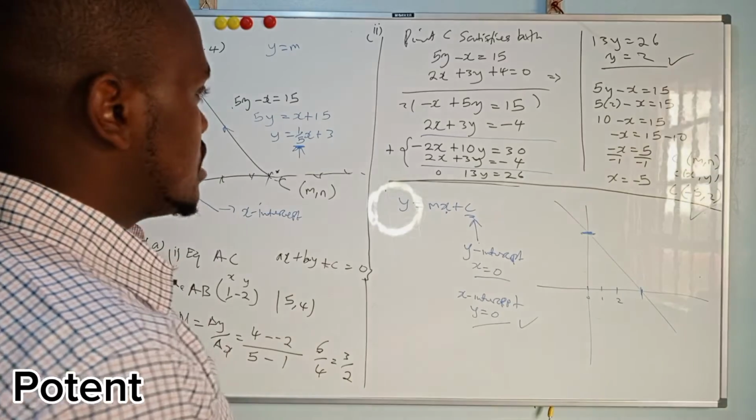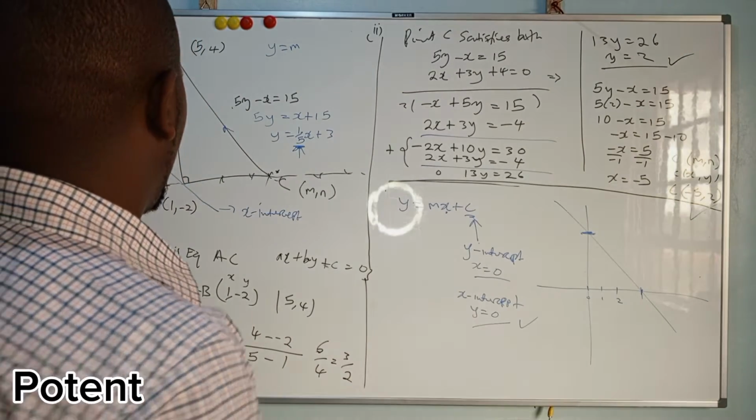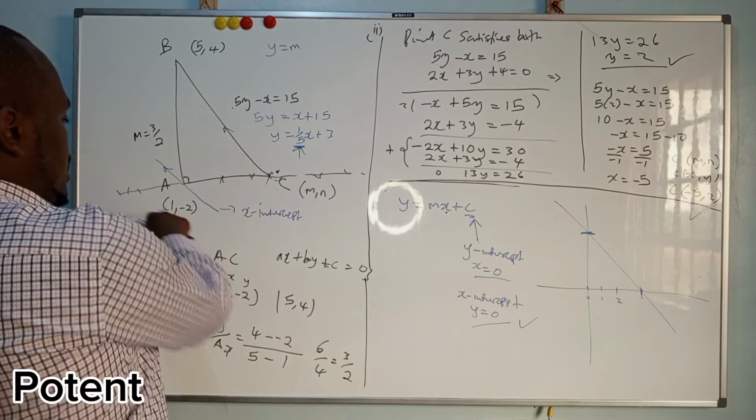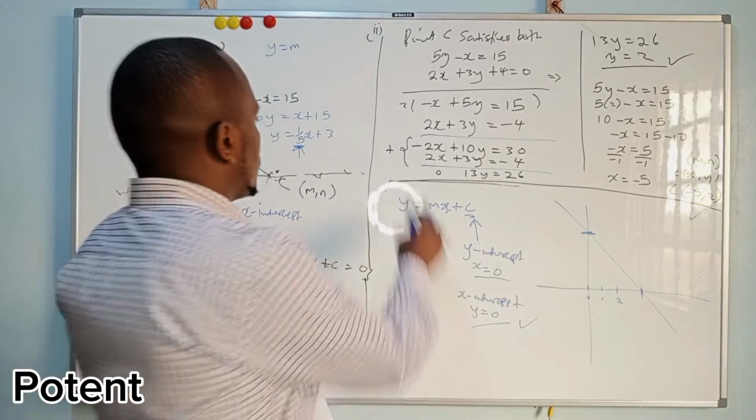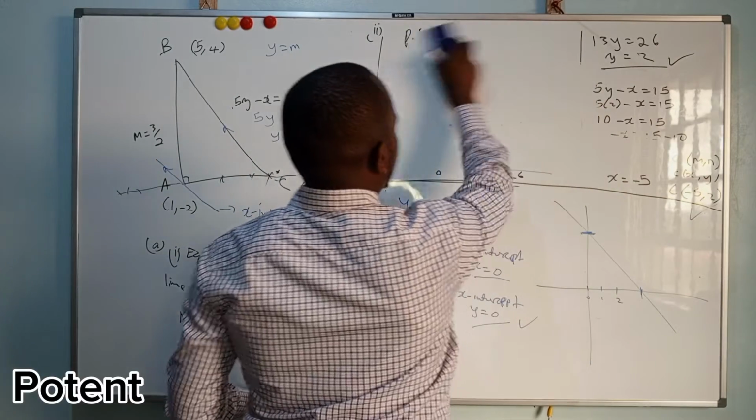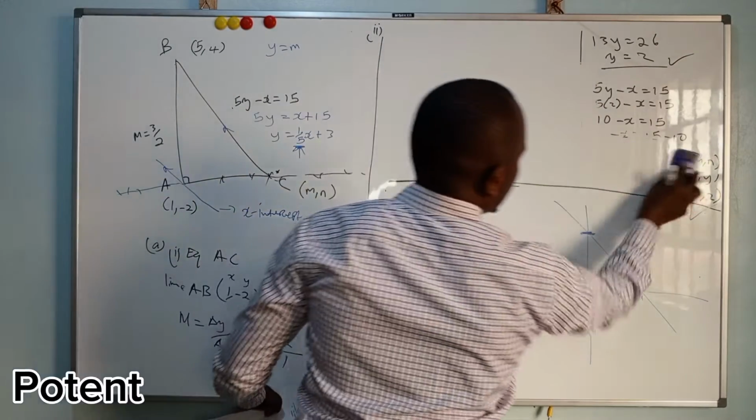Now, with that, you also have a point it passes through. You have the gradient and the 1 point. So since we did this, let us clear this space.